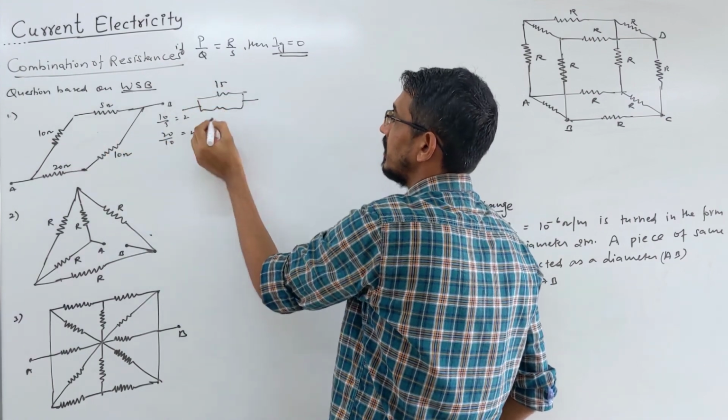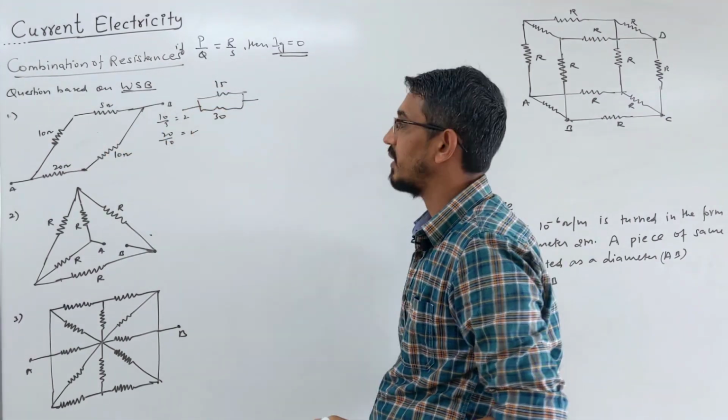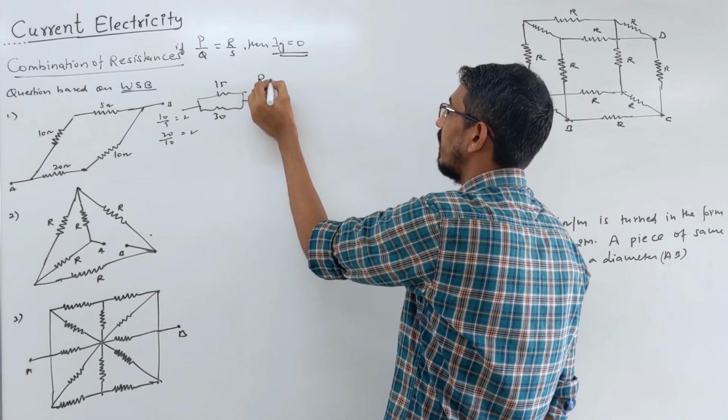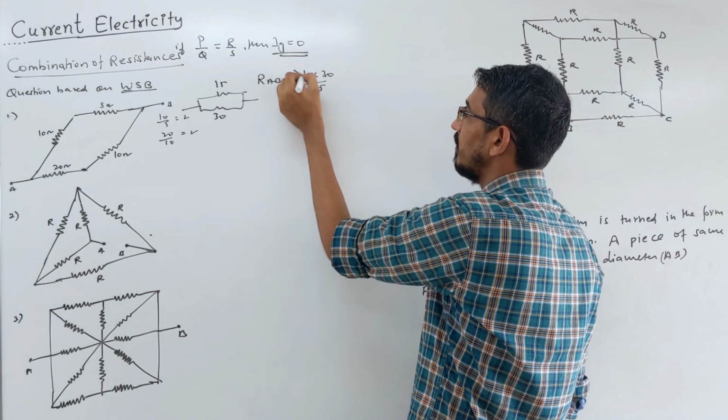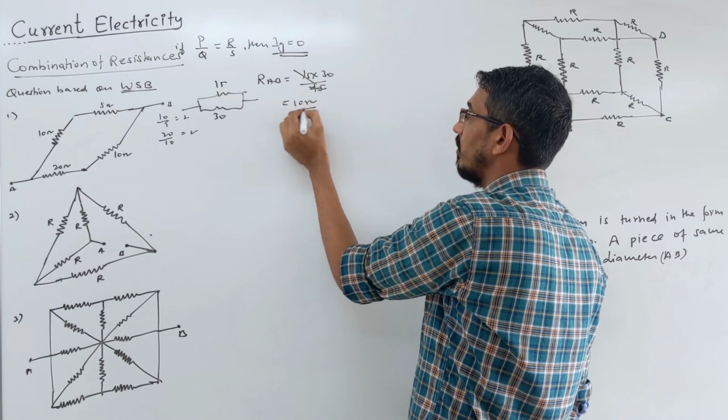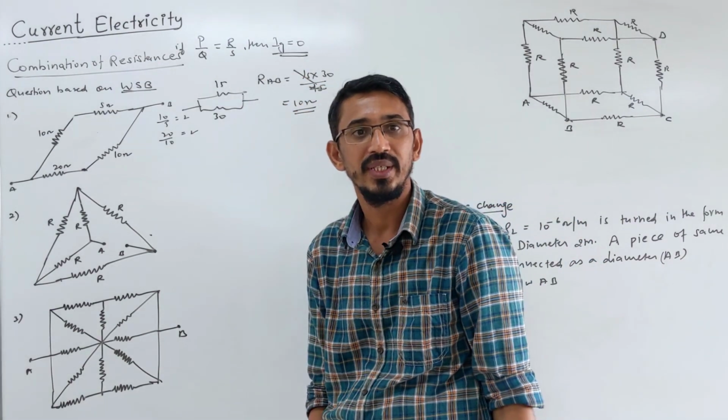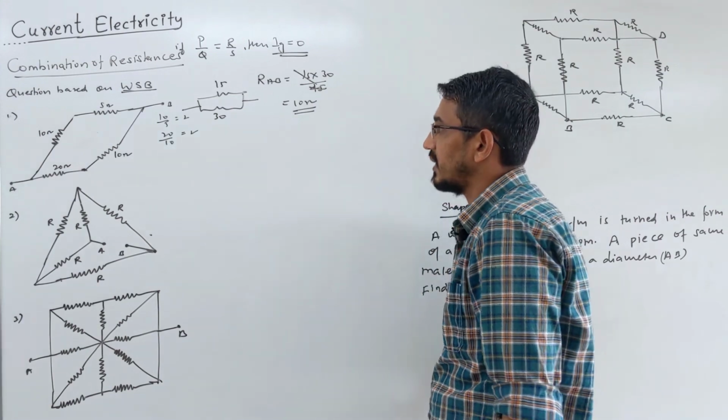15 ohm here, and 30 ohm here. We are finding net resistance, so these two are in parallel, so RAB will be equal to 15 into 30 upon 45. So what is the answer? 10 ohm. That's all. Okay, let's see the next example.